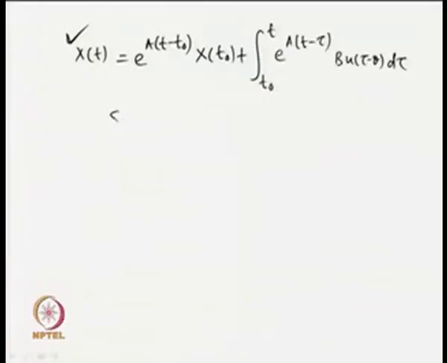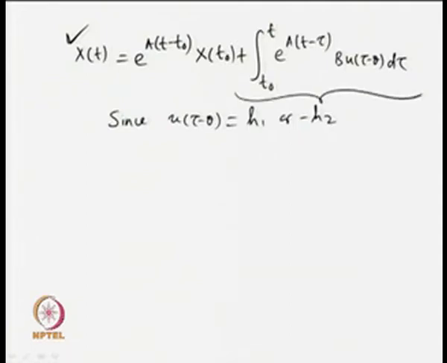Now, since in our case luckily u(tau minus theta) is a constant, either h1 or minus h2, it is very convenient to find the second part of x(t), which becomes the integral from t0 to t of e to the power a(t minus tau) b h1 d tau, or minus h2 d tau. So, let us take u(tau minus theta) equal to h1, which results in the integral from t0 to t of e to the power a(t minus tau) b h1 d tau. Let me find the integral, which comes out in the form of a inverse.